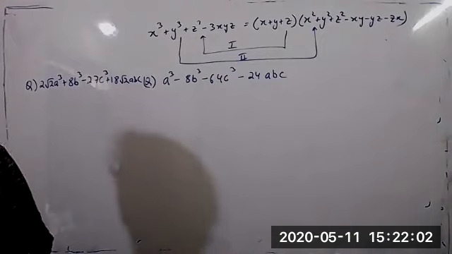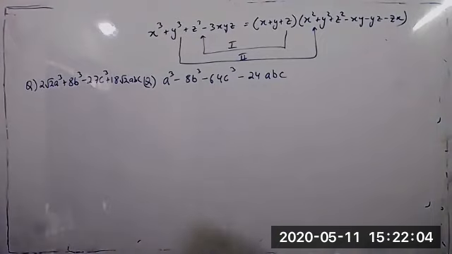2 under root 2 a cube plus 8 b cube minus 27 c cube plus 18 under root 2 abc. For this question, please raise your hand once done.